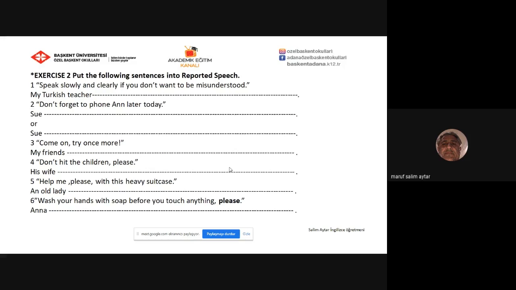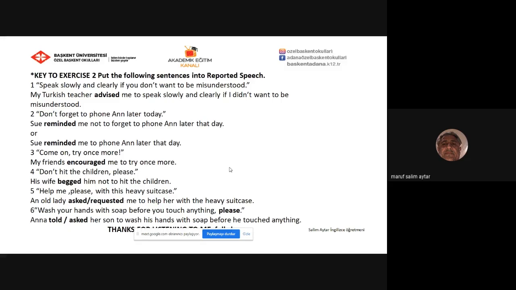Let's have a look at the key. Right. Speak slowly and clearly if you don't want to be misunderstood. My Turkish teacher advised me to speak slowly and clearly if I didn't want to be misunderstood. Don't forget to phone in later today. Sue reminded me not to forget to phone in later that day. Or she reminded me to phone in later that day.